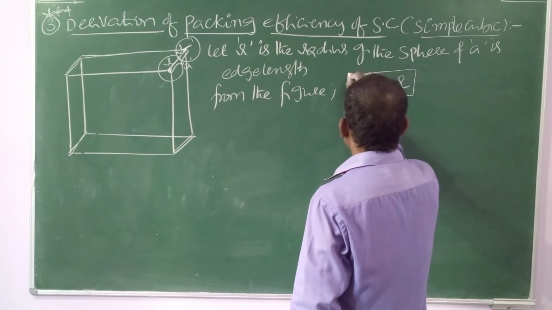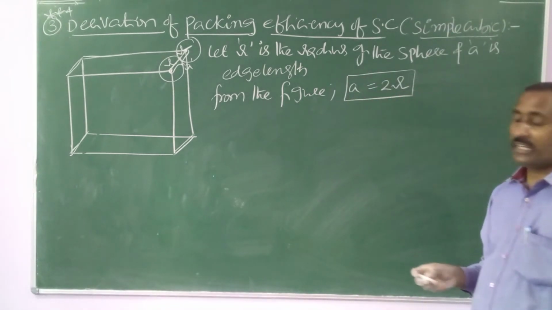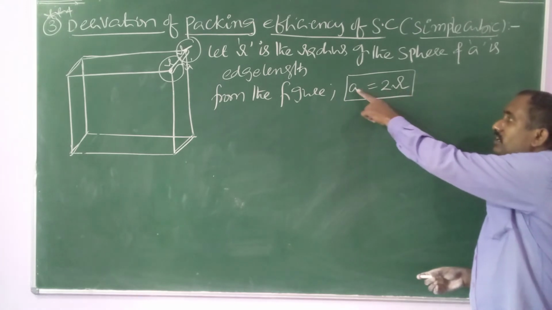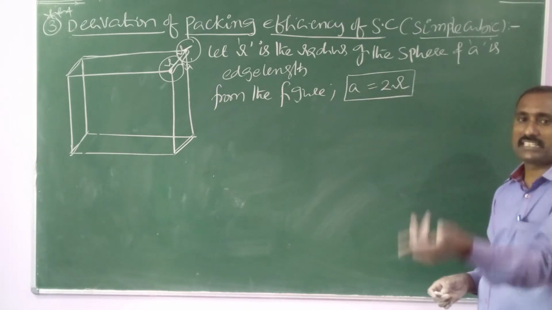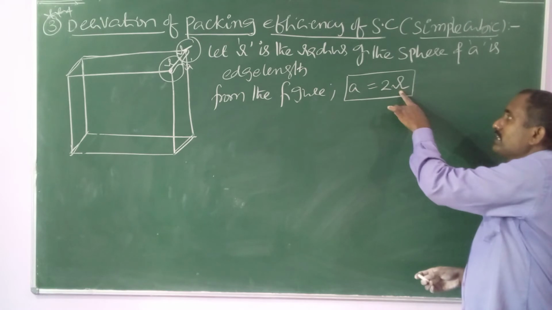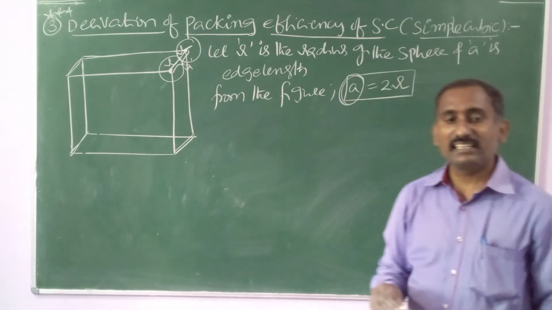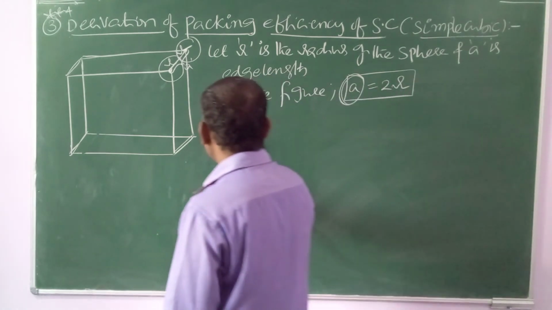Directly here we got the edge length A. Sometimes in an objective exam, for a simple cube, the radius of the sphere will be given and they will ask the edge length, or vice versa. The edge length will be given and they will ask the radius. Here we separated the edge length. From the edge length, next step, what? Volume.